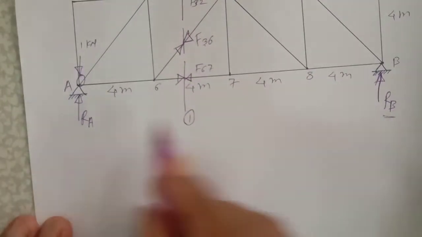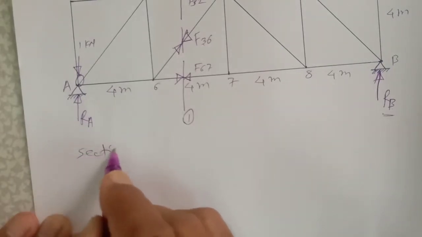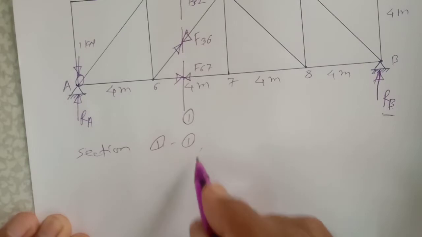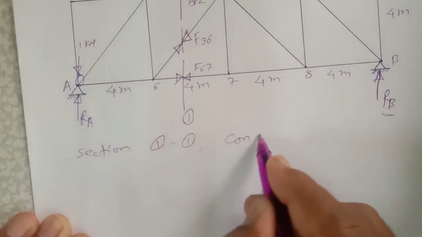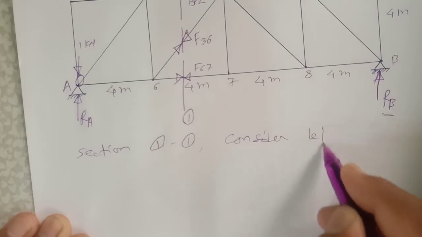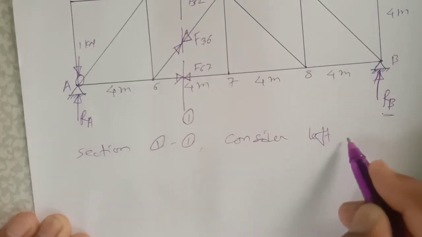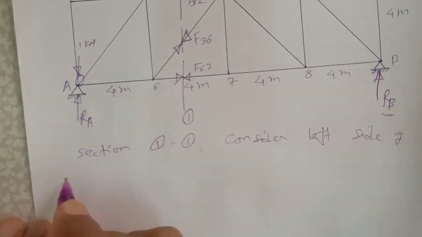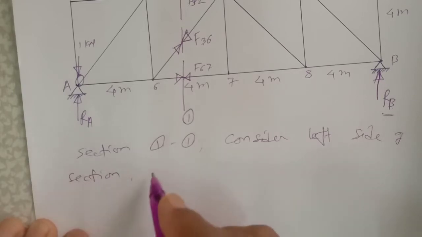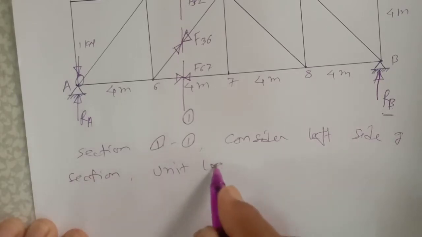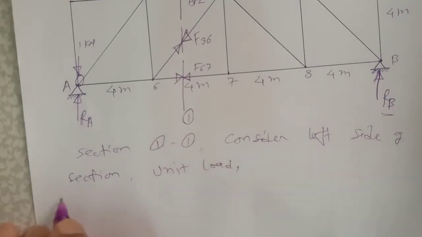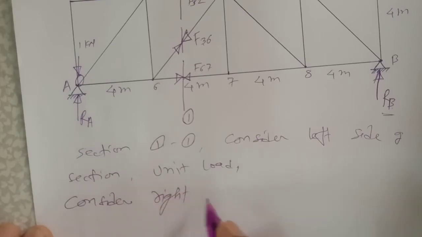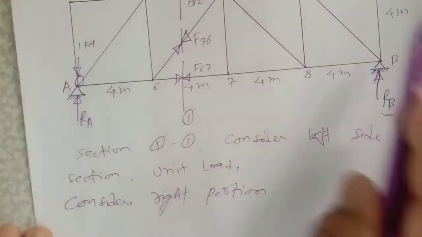I take the section 1 1 and consider the left side of the section subjected to the unit load. On the left side the unit load is there, and consider the right portion in equilibrium. We have considered the unit load on the left side and the right portion in equilibrium.